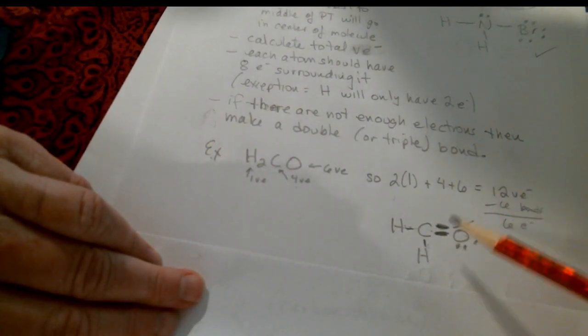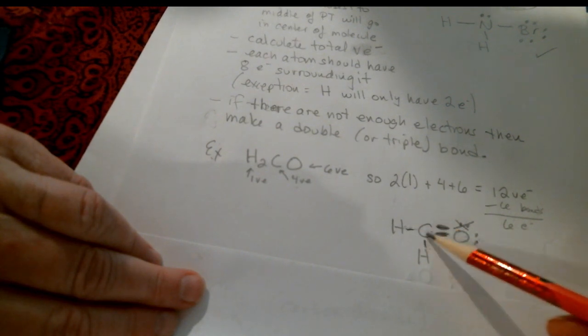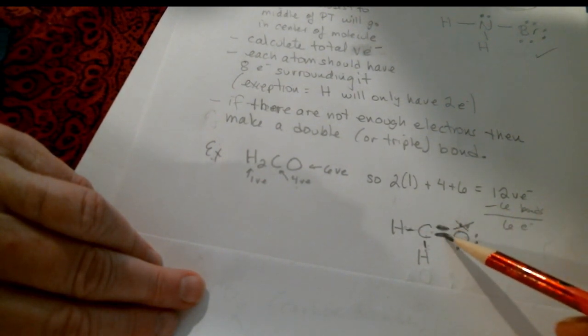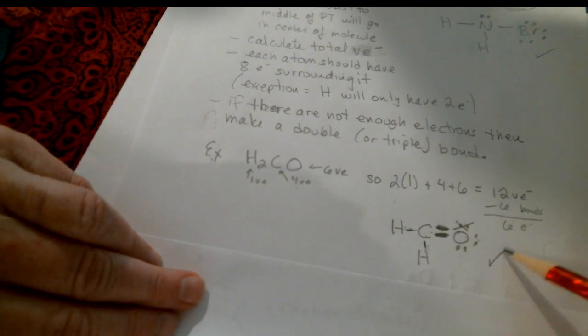Now let's count octets. 2, 4, 6, 8 for carbon. It's good. 2, 4, 6, 8 for oxygen. Now that is good.